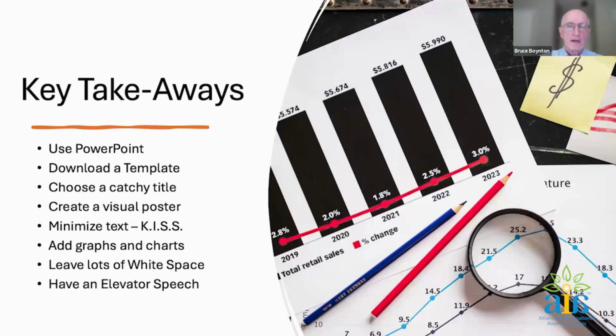Okay, what are our key takeaways? Use PowerPoint for your software, download a template, choose a catchy title, create a visual poster, not a verbal poster. Minimize the text. Keep it simple, stupid. Add charts and graphs, leave lots of white space, and have an elevator speech about your research. So you should be able to outline your research, what it's about, in 30 seconds to 45 seconds.